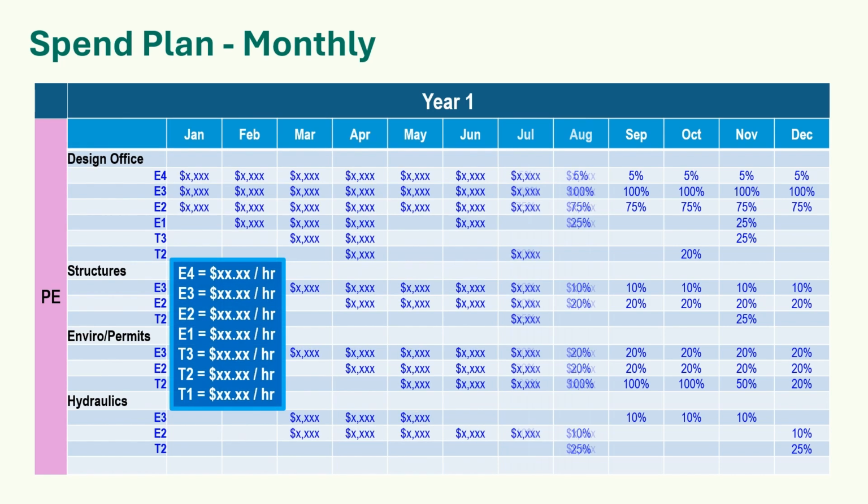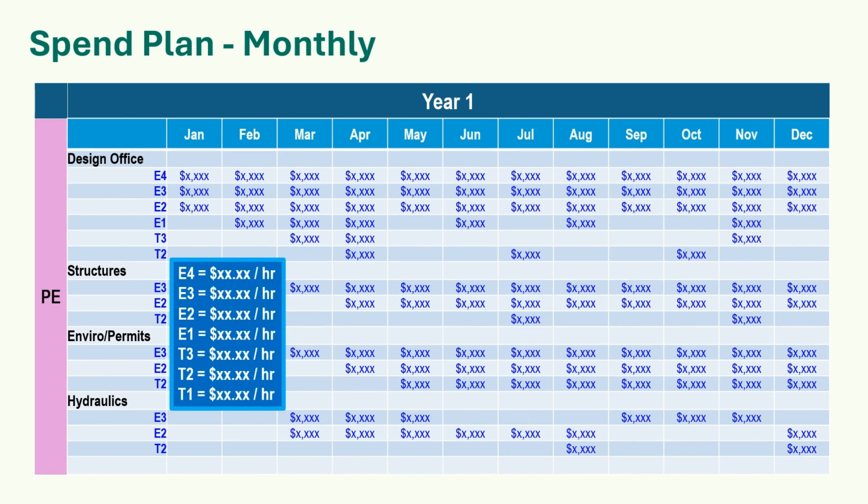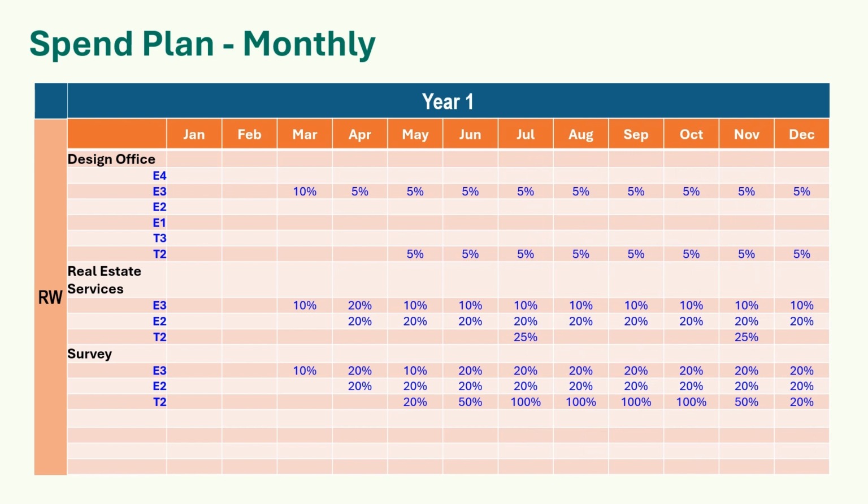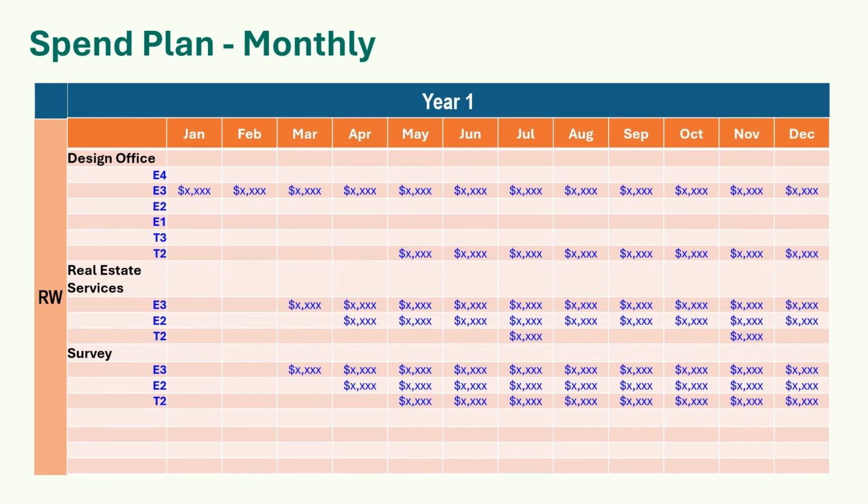Now, multiply each cell by the current average salary for that grade. Don't worry about salary escalation for the future years. We'll address that in a minute. This gives you your spend, month by month, in today's dollars. Do the same for the right-of-way estimate, consulting with the real estate services team and any other teams included in the right-of-way phase. The construction estimate will be estimated differently.